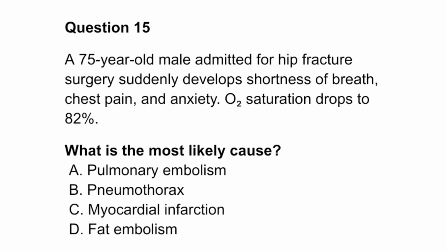Question 15. A 75-year-old male admitted for hip fracture surgery suddenly develops shortness of breath, chest pain, and anxiety. O2 saturation drops to 82%. What is the most likely cause? A. Pulmonary embolism. B. Pneumothorax. C. Myocardial infarction. D. Fat embolism.